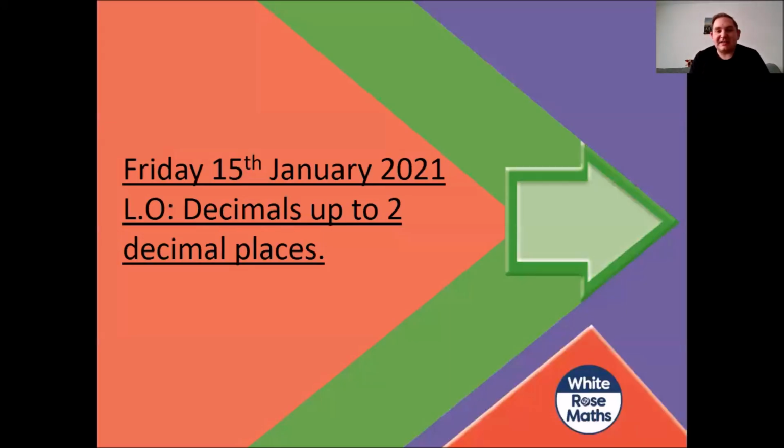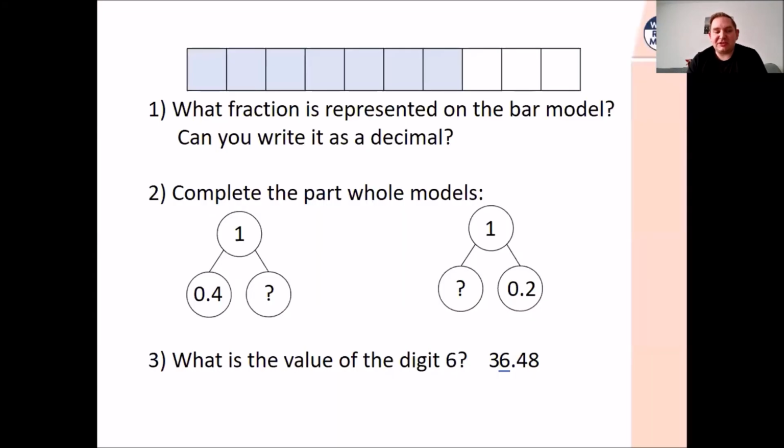Right, so our lesson today is decimals up to 2 decimal places. So I would like you to have a think about these 3 questions. What fraction is represented on this bar model? Can you write it as a decimal? Complete the part-whole models. So these parts down here make up this whole number. And what is the value of the digit 6 in 36.48? So pause the video now and have a go at those questions.